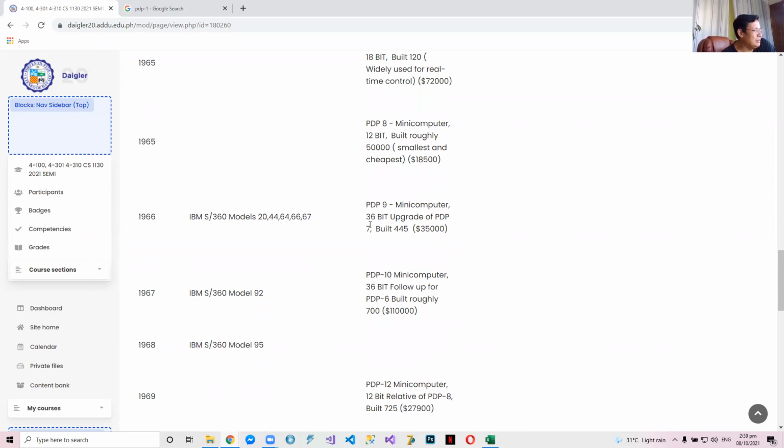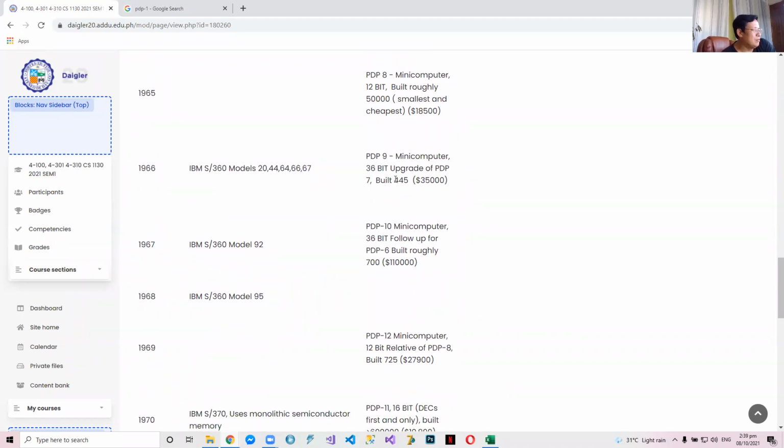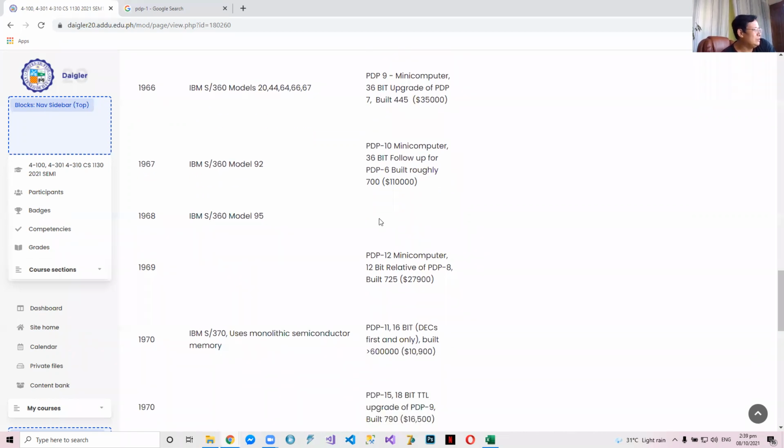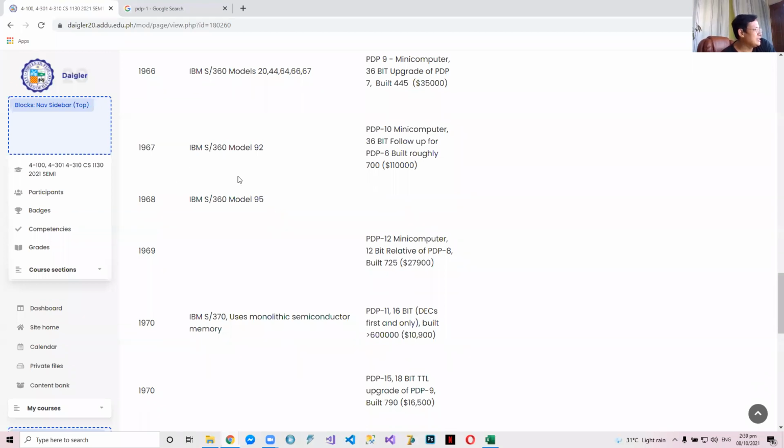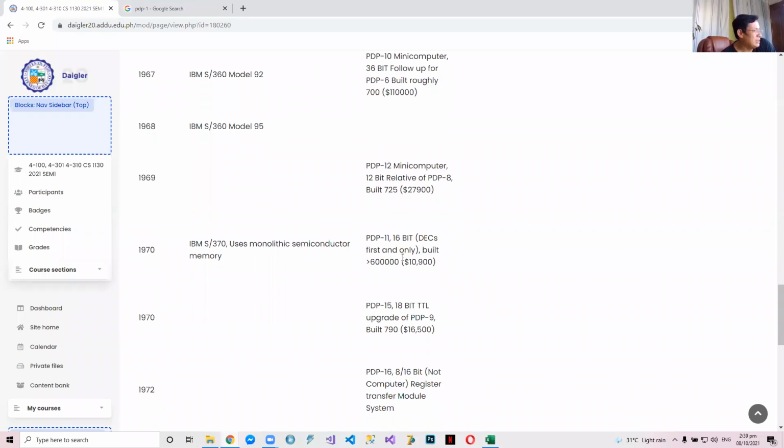PDP-9, 35,000, 36-bit, so a bigger computer. PDP-10, 36-bit also, in 1967. In 1967, transistors and ICs. These are ICs now. And by the 1970s came the microcomputers. Okay? The 1970s.